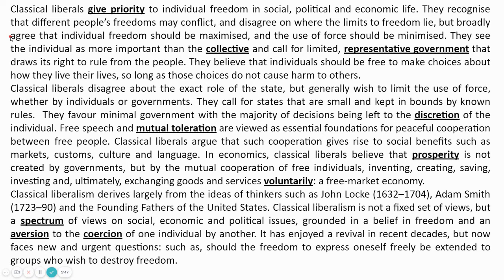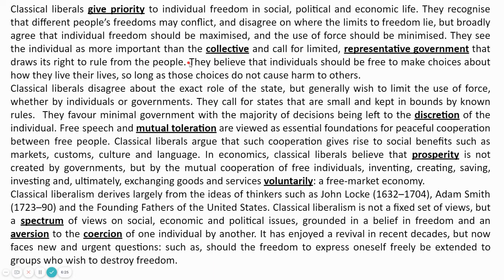So we need to respect each other, and the government shouldn't use force to make us keep rules or behave in certain ways. Okay, that's the big idea. Let's read on. Classical liberals see the individual as more important than the collective and call for limited representative government that draws its right to rule from the people. We should elect governments to represent our interests, and those governments should be limited in what they can do to us.